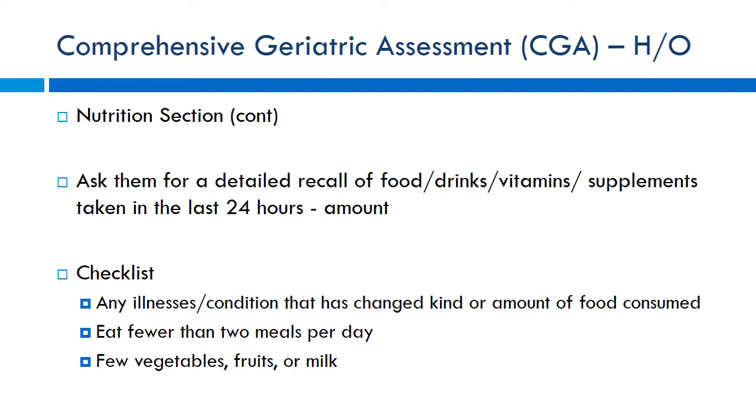And so basically, when you're making this checklist, you're assessing for any illnesses or conditions that can affect the kind or the amount of food that they consume, trying to figure out, are they eating enough meals throughout the day? And then if they're getting enough things like fiber, calcium, vitamin D, so like vegetables, fruits, milk, all of that is very important to making sure they're actually getting adequate intake.